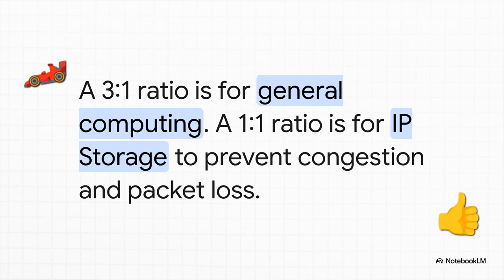A perfect 1-to-1 ratio, that's the dream. That gives you what's called a non-blocking network, where, in theory, every server could transmit at full speed at the same time without ever hitting a bottleneck. But a more common 3-to-1 ratio is often the sweet spot for general computing, and it means you have 3 times as much potential server traffic as you do uplink capacity.